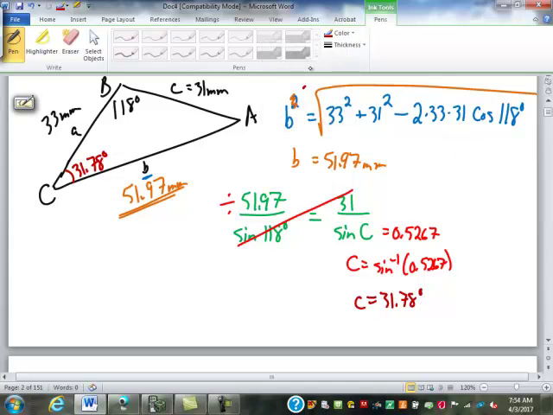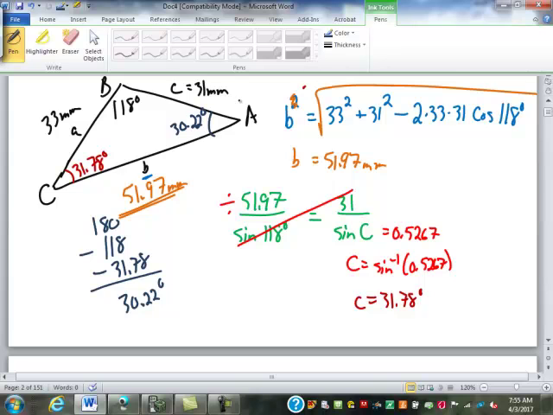Then for A, 180 minus the 118 minus the 31.78 is what, 30.22 degrees. Something doesn't make sense there, does it? Why do I say that? This side's longer than this side. This angle should be bigger than that angle. So I know I must have done something wrong.